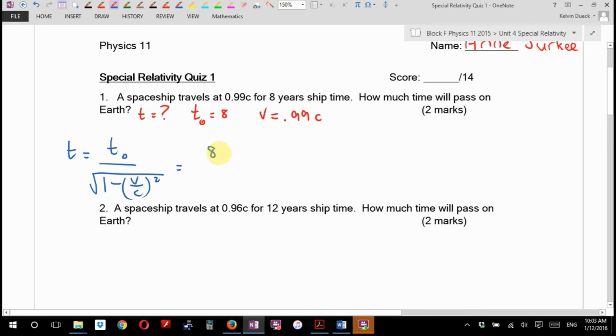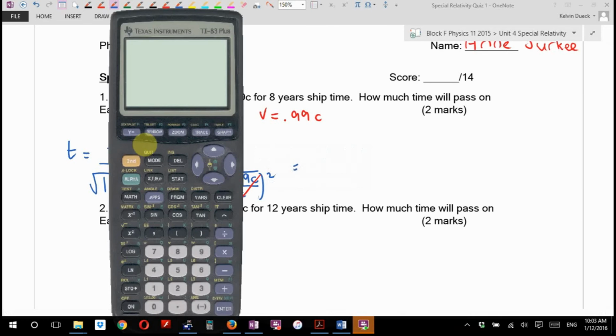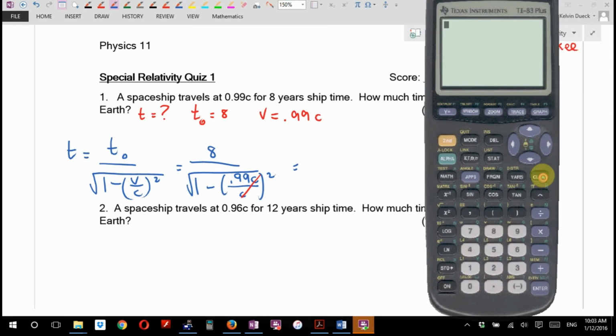It's going to be 8 divided by the square root of 1 minus 0.99 C all over C squared. Yay, the C's cancel. And we are at the stage where this math I can't really do in my head. Let's see what we get. I wonder if I can do this in one step. 8 divided by square root bracket 1 minus 0.99 squared close bracket. I guess. Is it 56.7 years? Woohoo!